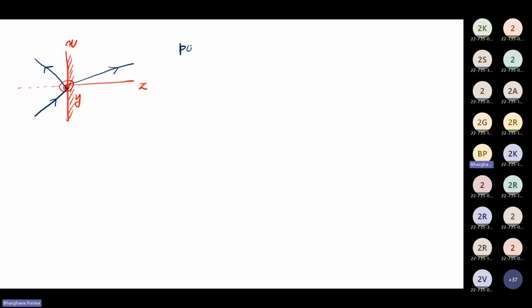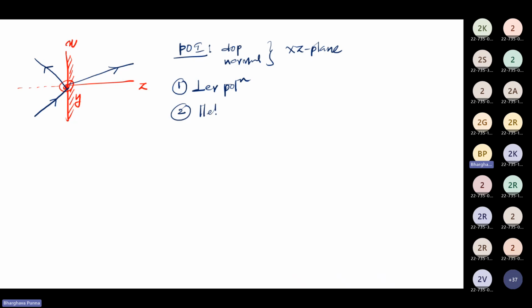Now, the plane of incidence means the plane which contains the direction of propagation of the incident wave and the normal. So which plane is it containing? The XZ plane. Okay. So now we are going to define perpendicular polarization and parallel polarization. Carefully you have to listen.